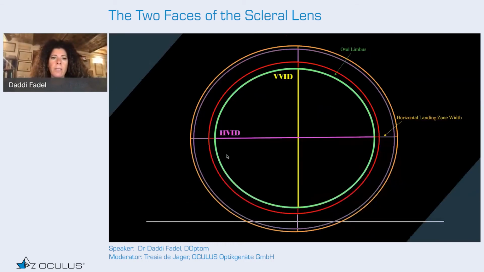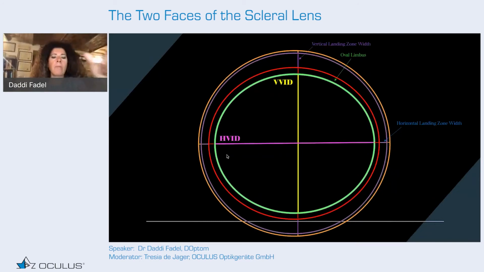There are two possible designs for this lens. The lens may be full elliptical with a large landing zone in both meridians, allowing better stability, or make the ovality only in the corneal and limbal zone. And the landing zone here will have different weight in the vertical than in the horizontal meridian.